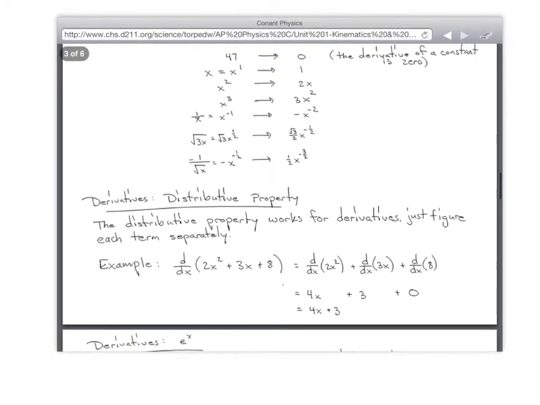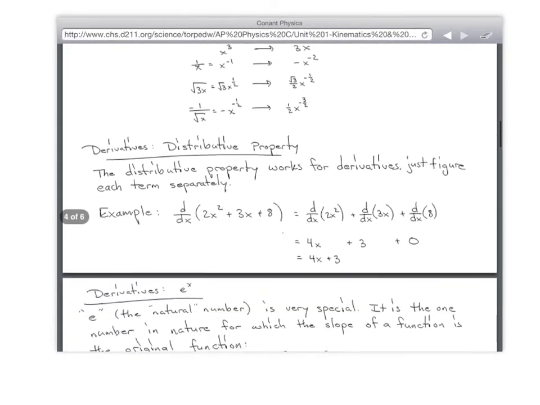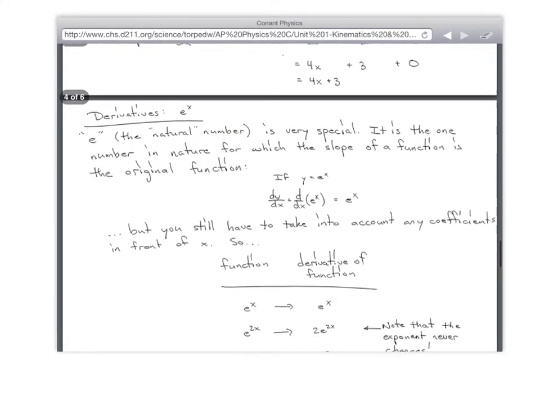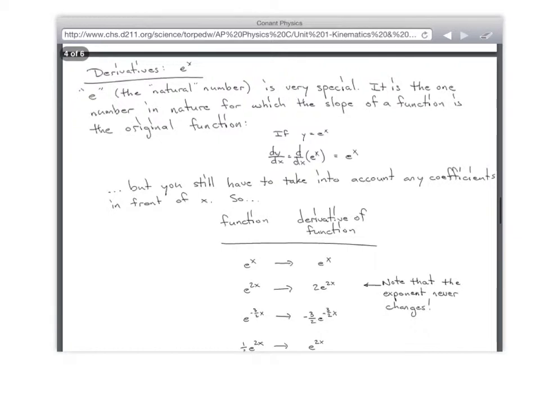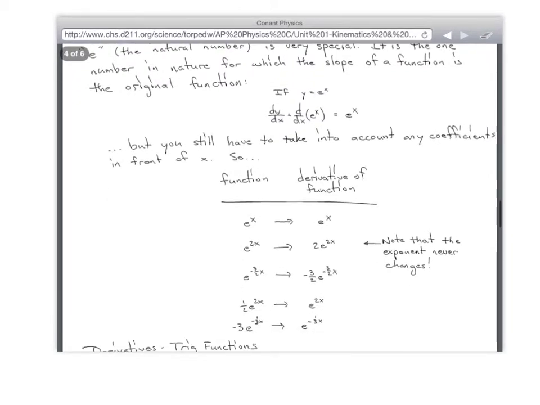Next one. Mentioned before class that e to the x is special. The derivative of e to the x is e to the x. So how do you do e to the 2x? Well, same rule as before, except whatever is in the exponent stays the same. So e to the x is e to the x. E to the 2x, the 2 comes down front, but the 2x in the exponent stays the same, so 2e to the x, etc. And you can read through that list.